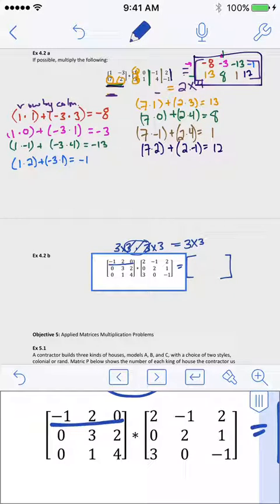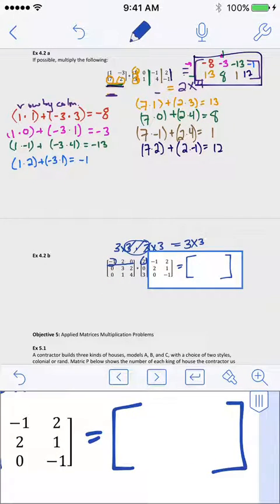So this first row times this first column, it's going to be -1 times 2 plus 2 times 0 plus 3 times 0. Well, that's easy. It's a lot of zeros. It just gives me a -2.